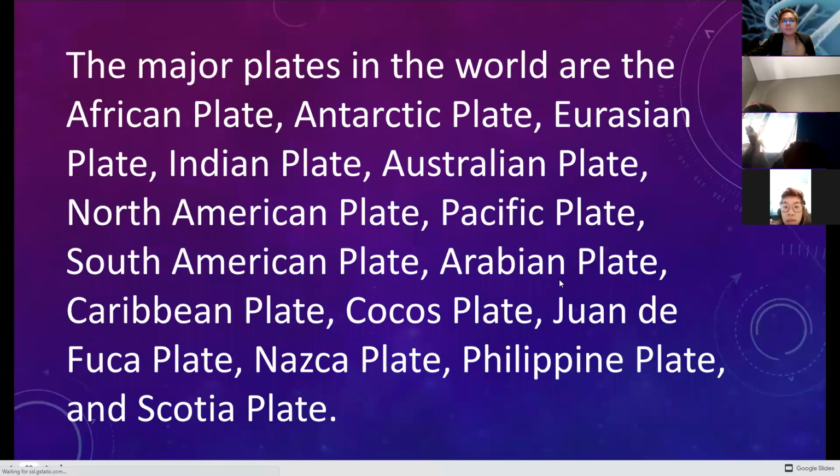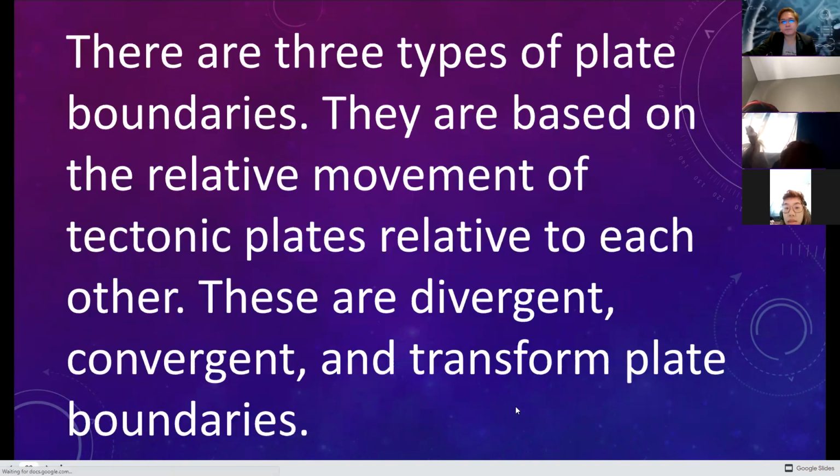Okay, the major plates in the world are the African plate, number one. Please take note. Antarctic plate, Eurasian plate, Indian plate, Australian plate, North American plate, Pacific plate. This is really big. South American plate, Arabian plate, Caribbean plate, Cocos plate, Juan de Fuca plate, Nazca plate, Philippine plate, and Scotia plate.